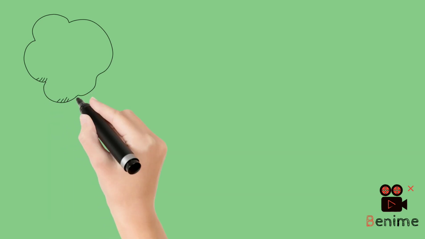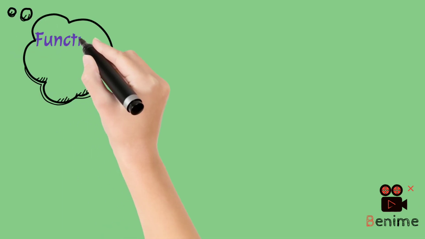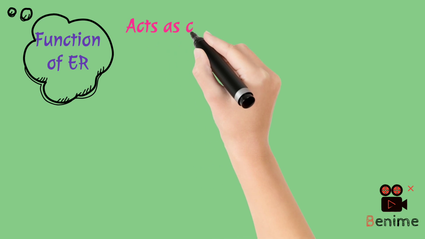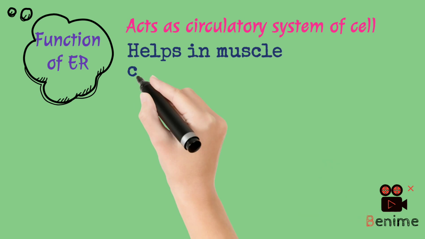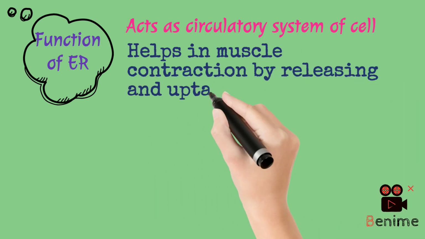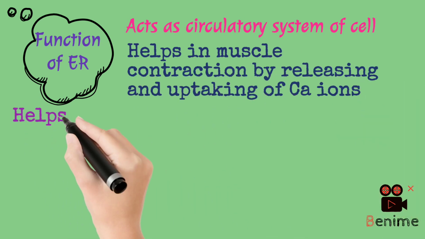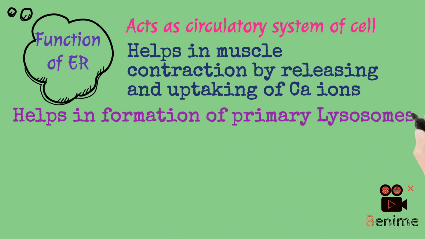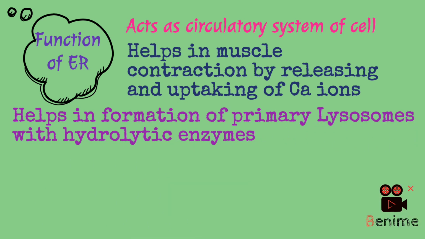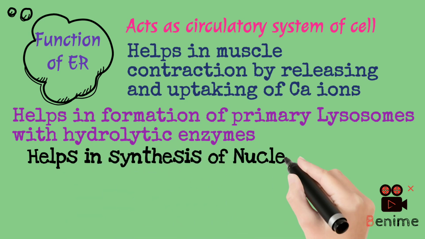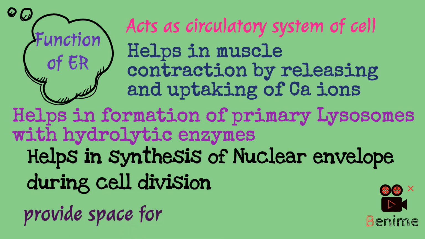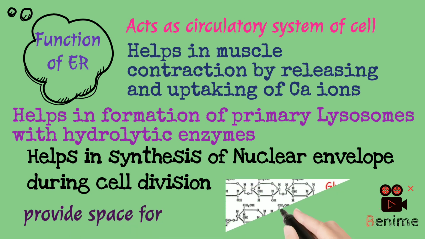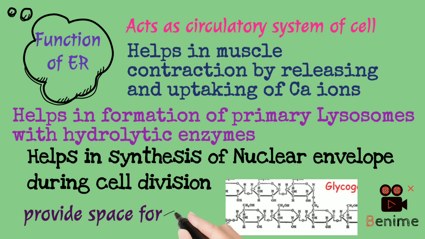Then another point which I have to mention here, the overall functions of the ER. ER acts as the circulatory system of the cell. It helps in the circulation of food material. It helps in muscle contraction by releasing and uptaking calcium ions. And it also helps in the formation of the primary lysosomes with the hydrolytic enzymes. It also helps in the synthesis of the nuclear envelope covering the nucleus during cell division, during the telophase stage of cell division. It also provides space for glycogen, which is the main function of the ER.